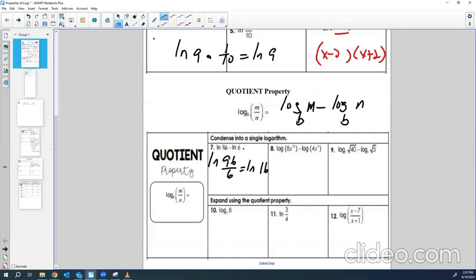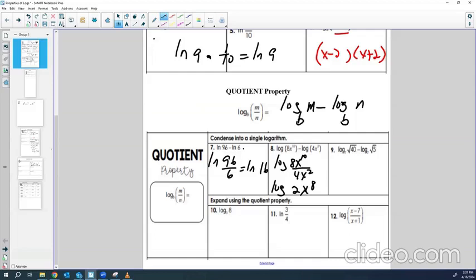All right. Number 8 now, same thing. This would be log 8x to the 10 over 4x squared. And that you can simplify to log 8 divided by 4 is 2. And then subtract 10 minus 3 is 8. Good.